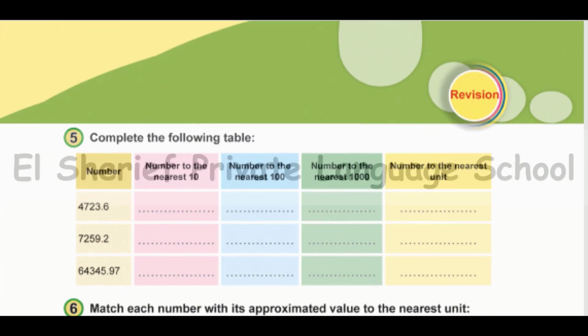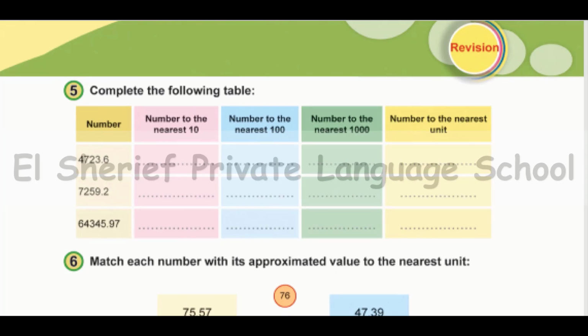Another question, question number 5. We need to complete the following table. We have a number here, a number to the nearest 10 and 100 and 1000 and unit. We make the nearest to 10 first in all numbers.